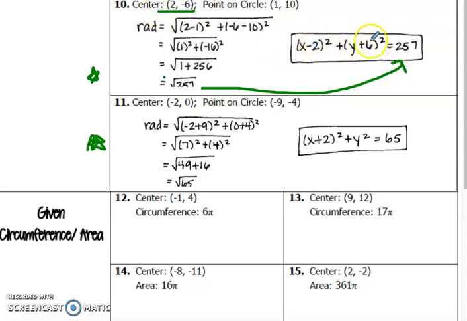Using the center, make sure you change your signs. Okay? Same thing with 11. As long as you're doing the distance formula correctly, you end up getting square root of 65 for your radius. So when it's in your formula, it's just 65. Your center had a 0 for your y value, so no need to put y plus 0 in parentheses. Okay, so let me know if you have any questions on how to write the equation of a circle given a center and a point on the circle. Otherwise, you can head to part 2 of the video. Thanks for watching.